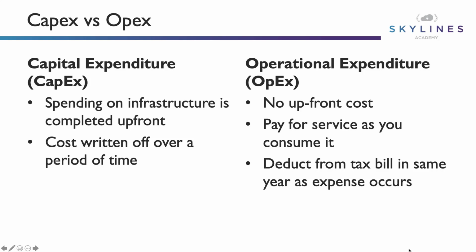So we've got CapEx on the left-hand side. CapEx is capital expenditure, and this is where we spend on infrastructure up front, and we can write off our costs over time, versus Opex, where we don't really have those upfront costs. We pay for the service as we consume it, and we deduct from our tax bill in the same year as the expense occurs. The big difference being, again, the upfront costs. We don't have to spend a lot up front when we're using things like GCP.